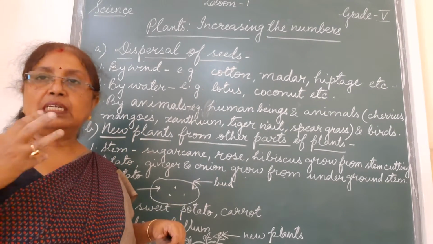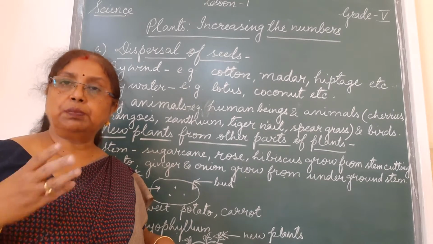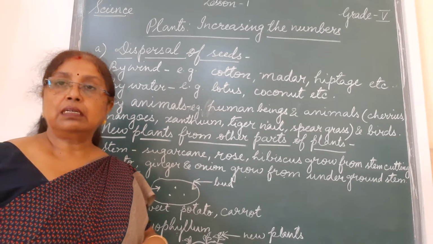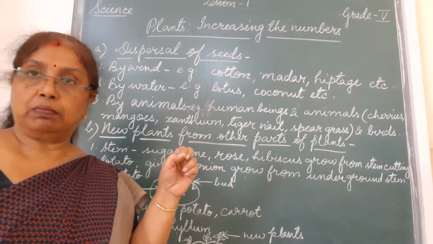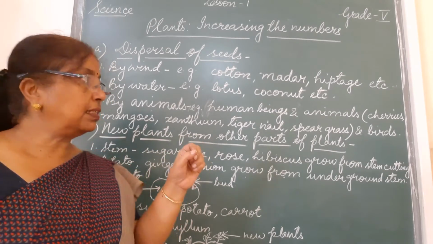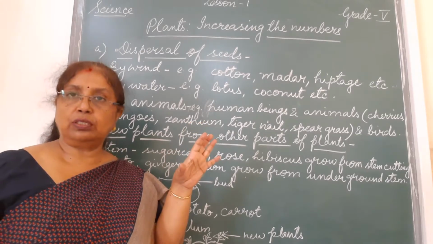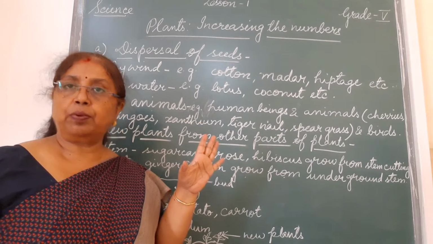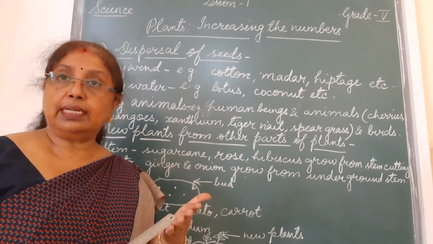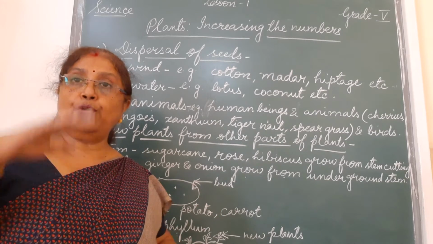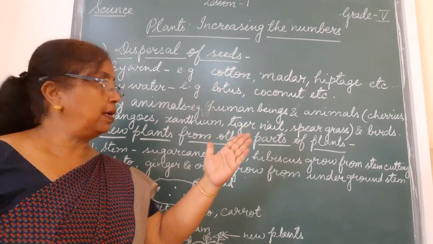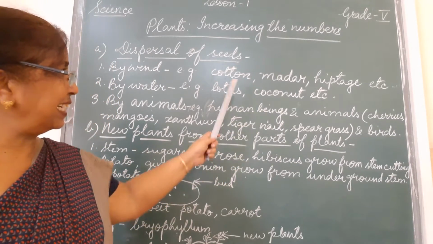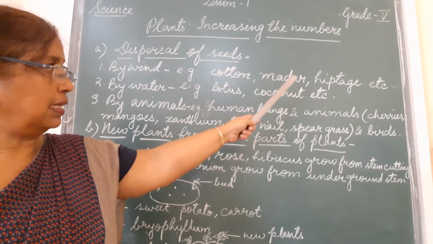Now when the seeds are dispersed by the wind, means the seeds are very light in weight, they are not heavy, and they have some wings like structure or feather like structure on their bodies, means on the seeds, which help them to float in the air and go away from the parent plant. Now like here we will see cotton, madar, heptage, etc.